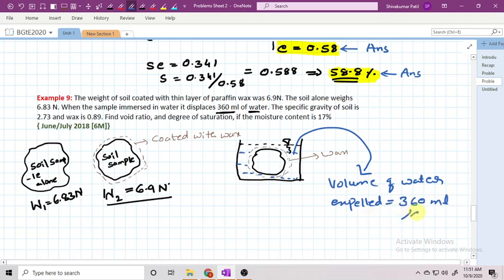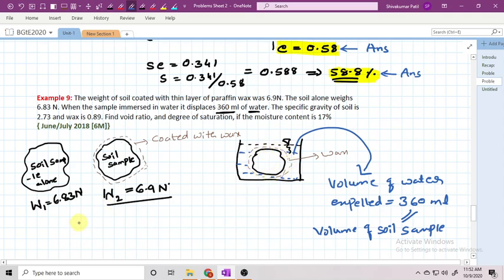360 ml. That means what? This is equivalent to the volume of the soil sample. Whatever amount of water is expelled due to immersion of this soil sample, that volume is nothing but the volume of the soil sample itself. In this volume, a little bit of wax volume will also be there, so we will neglect that wax volume.